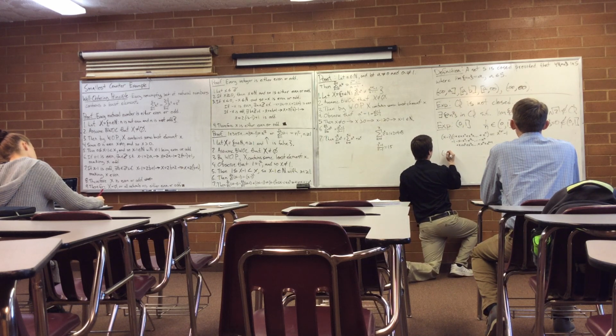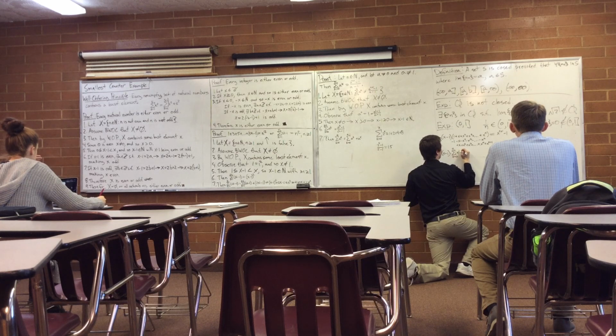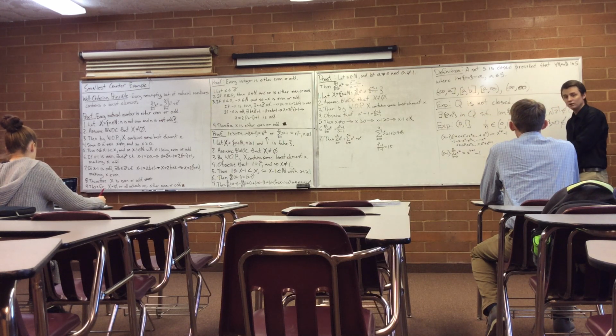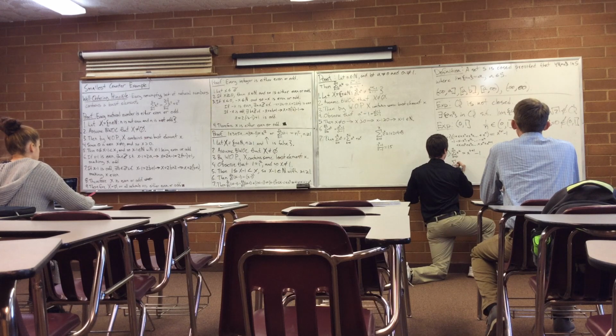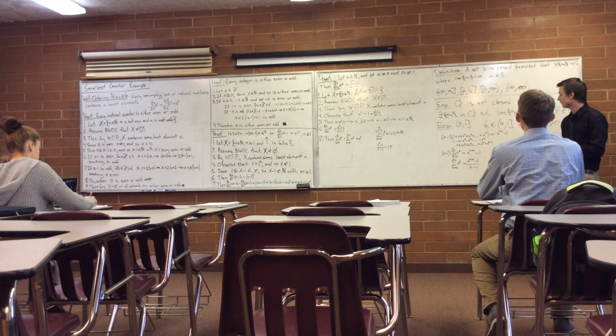So let me rewrite this another way. x minus 1 times the sum from k equals 0 to n of x to the k is equal to x to the n plus 1 minus 1. And then finally we get the sum from k equals 0 to n of x to the k is equal to x to the n plus 1 minus 1 over x minus 1, which is exactly what we're proving.